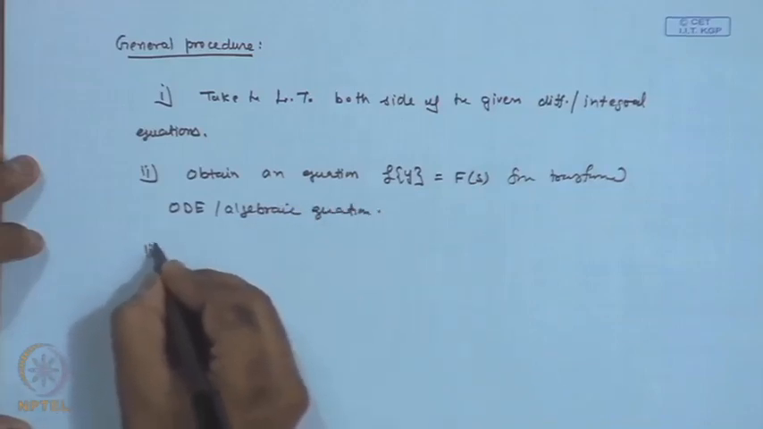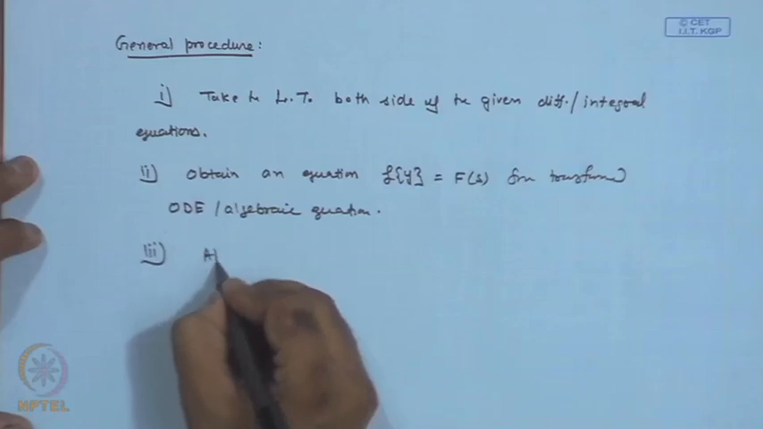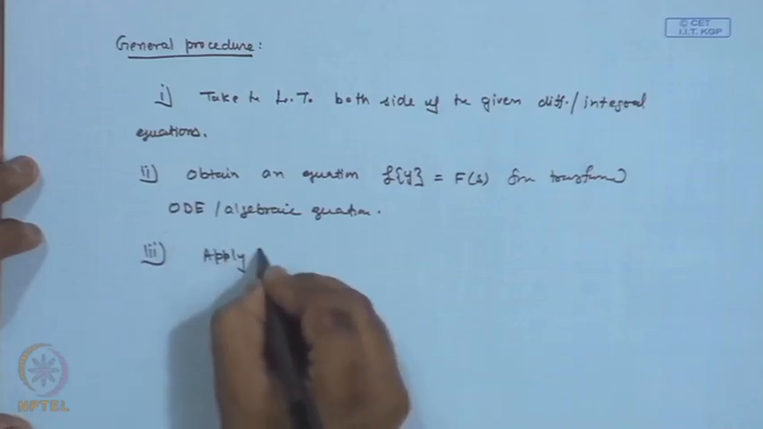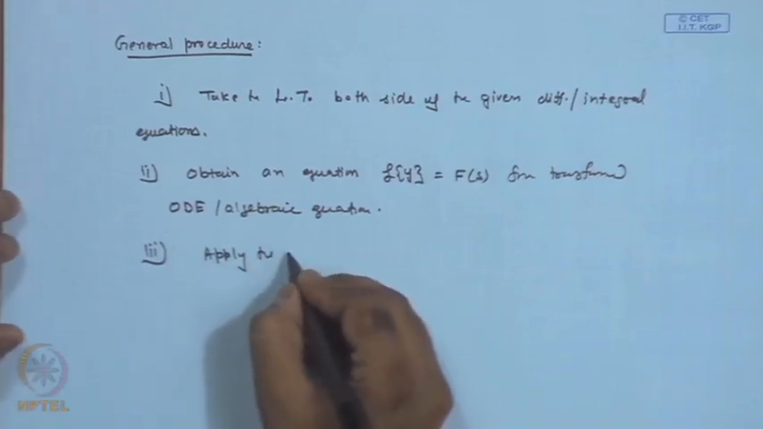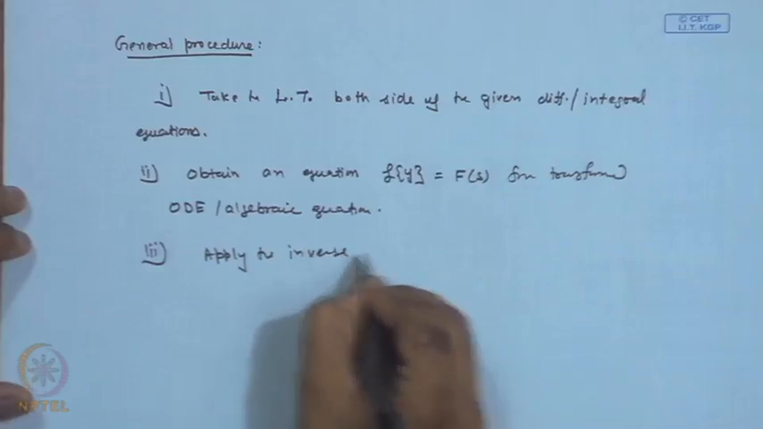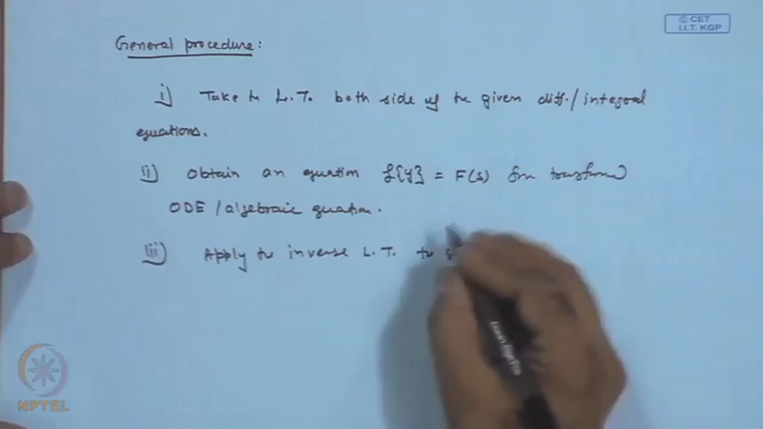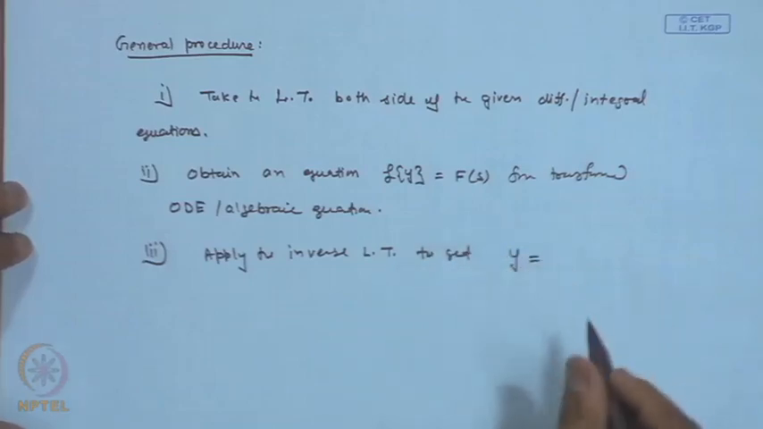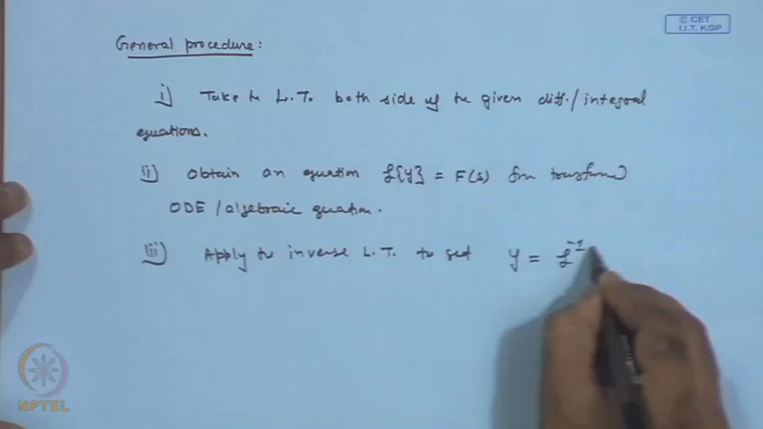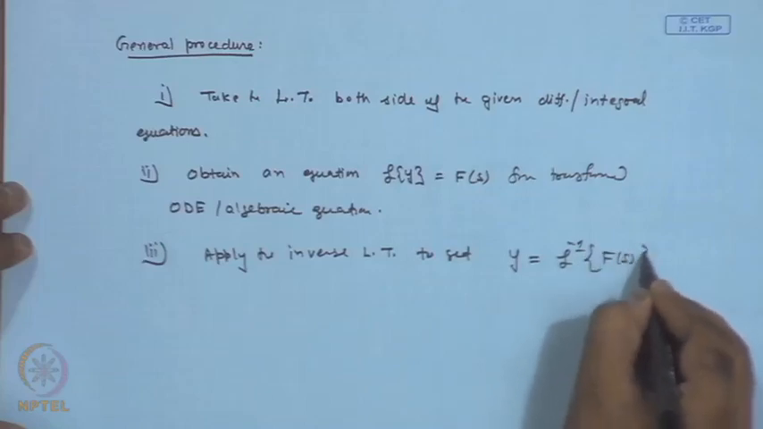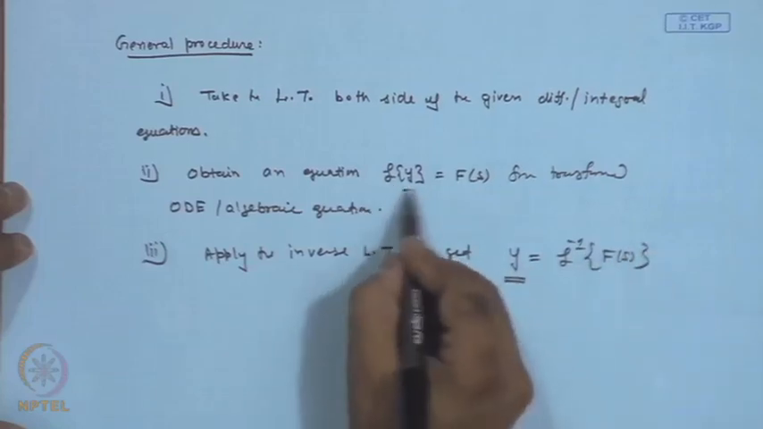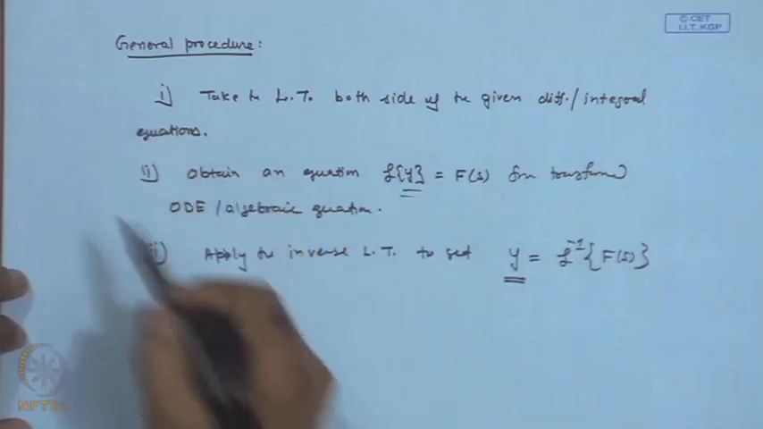And third step, we will apply the inverse Laplace transform to get the solution of the original problem. So, to get y, y is the Laplace inverse of F(s). So, y is our unknown in the differential equation. So, there are basically three steps mainly.